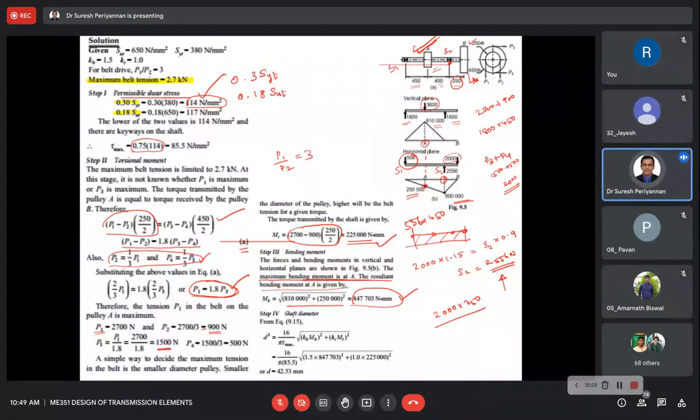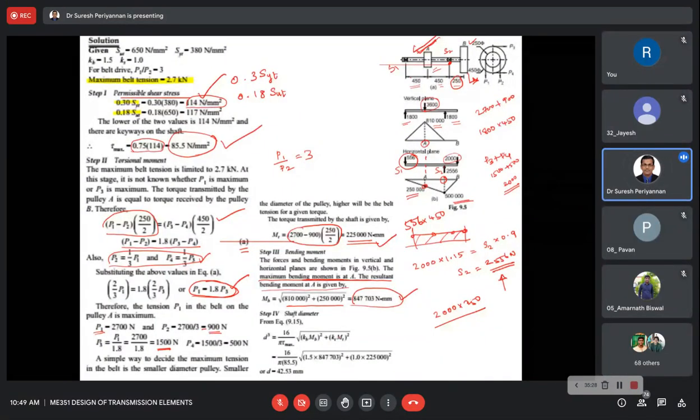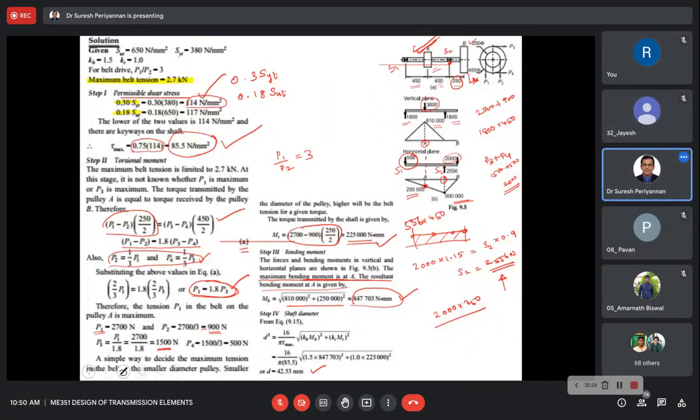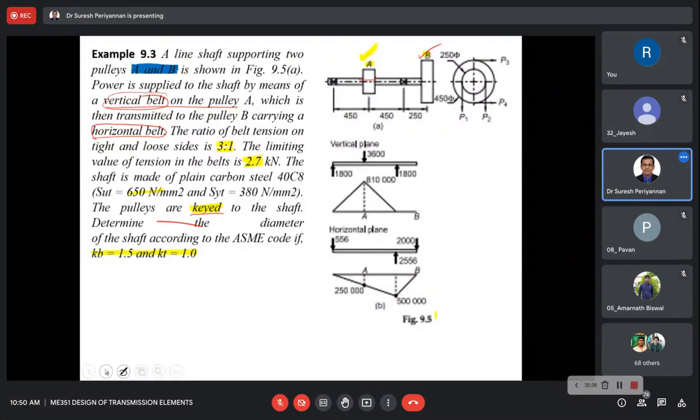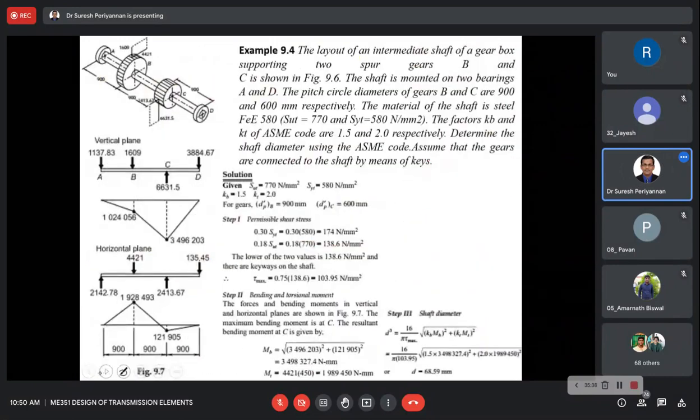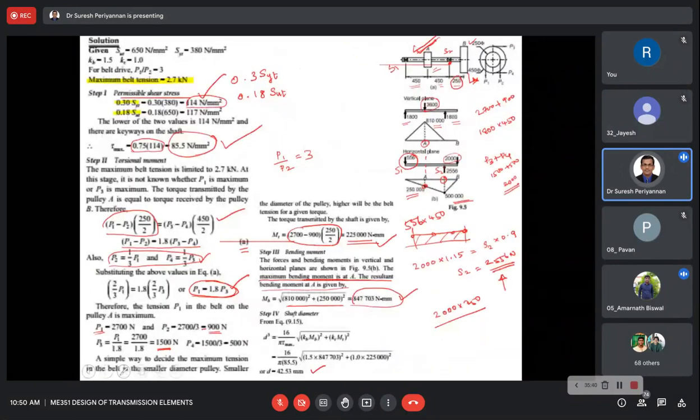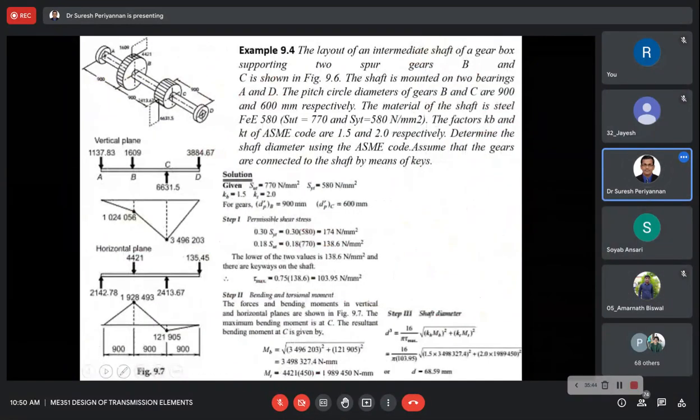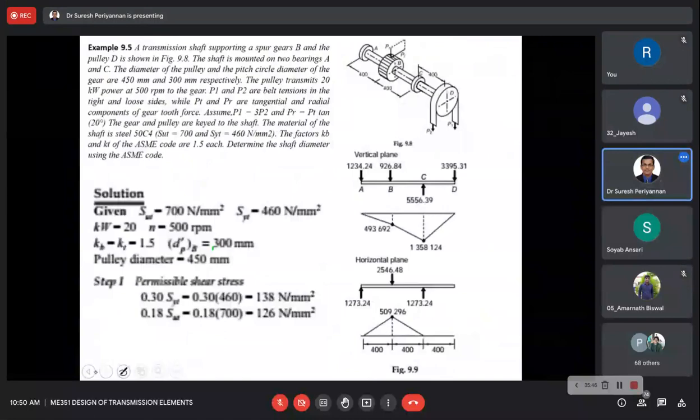Now tau max is given; we have found tau max as 85.5 Newton per mm square. Using these relations, finally we are going to find out the diameter of the shaft. Do you have any doubt, please? No? Then I move to the next problem.